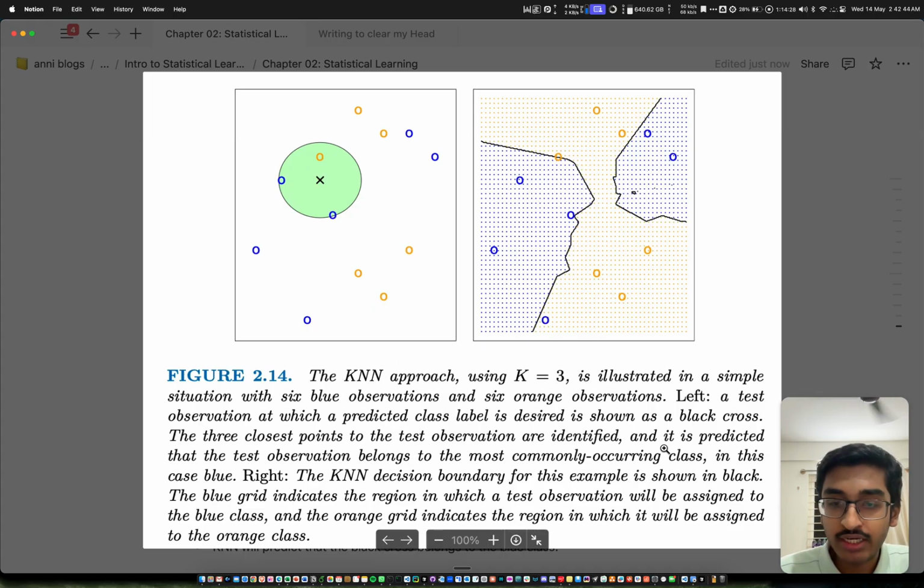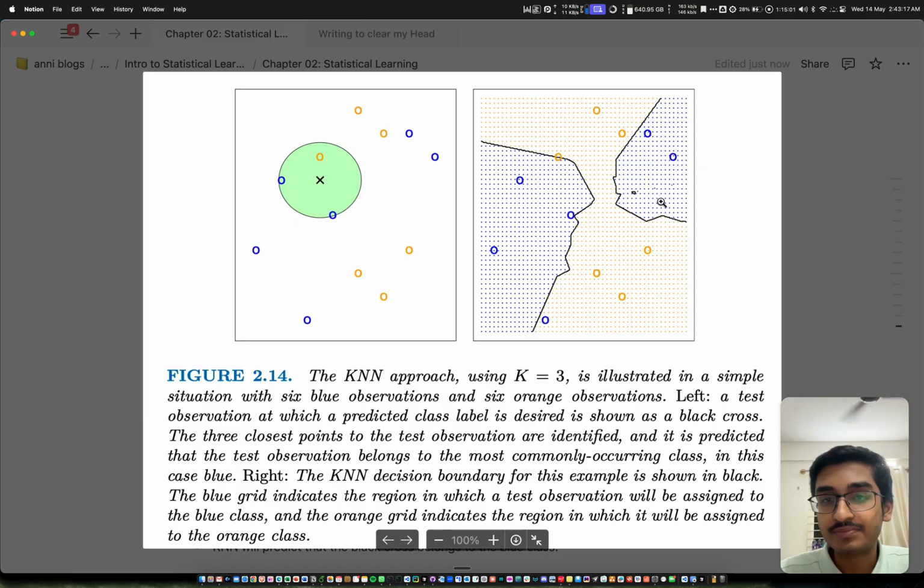So the 3 closest points are identified, and the test observation is predicted to belong to the most commonly occurring class, in this case blue. On the right is an example of KNN being applied everywhere and the decision boundary being constructed. At this point, the closest things to me are all blue, so I should be blue. If I'm at this point, the three closest things to me are yellow, yellow, blue, and I would be yellow because there are more yellows near me than blues.